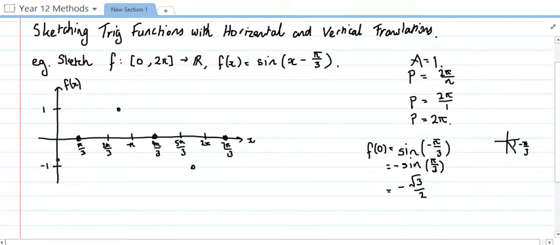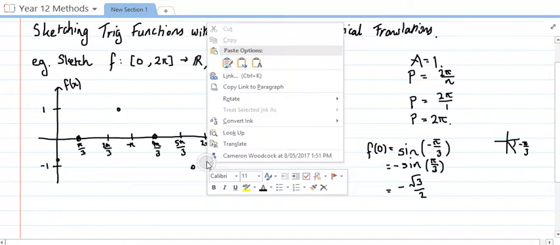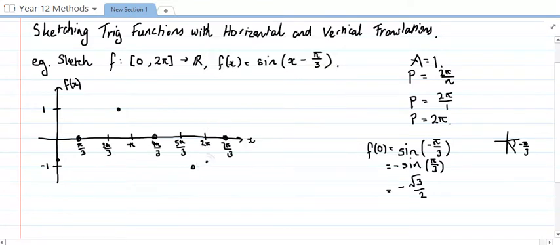Okay, and again, because this has a period of 2 pi units, we know that when we go 2 pi on from here, so we come across here to 2 pi, it's going to have that same value of negative 0.86. Alright, these are the endpoints of the graph, so it's really important to have these.